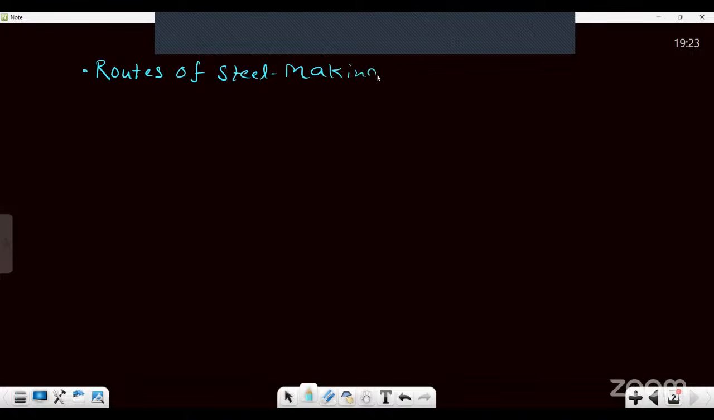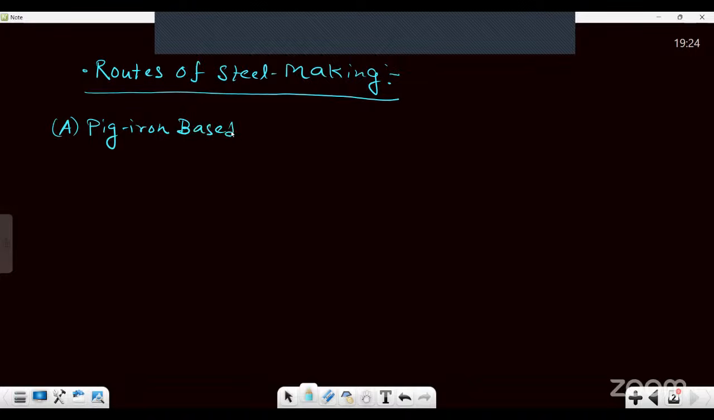If I talk about the routes of steelmaking, the first route is what? It is basically pig iron based steel making. So we can call it the pig iron based steel making route.